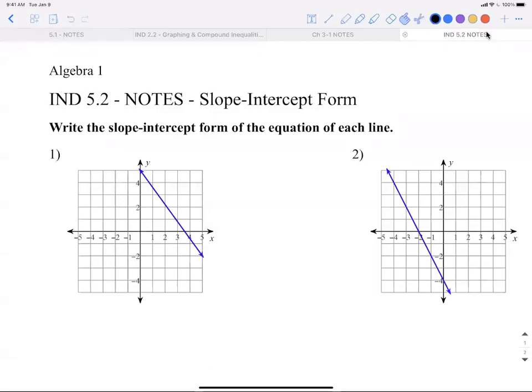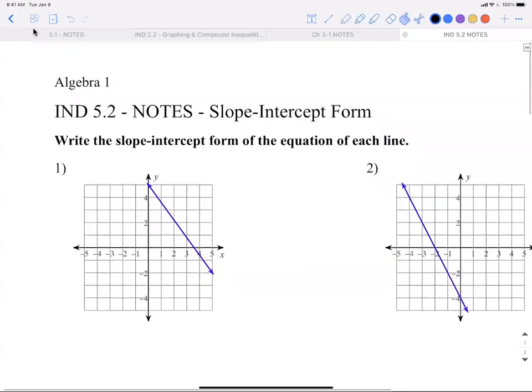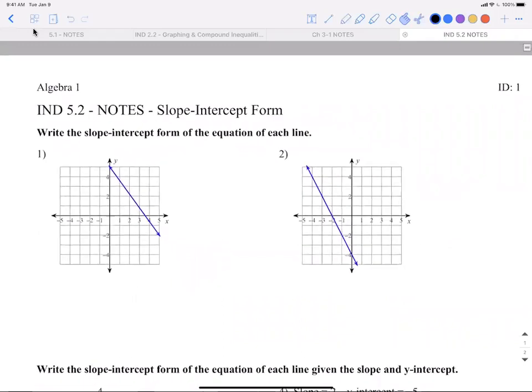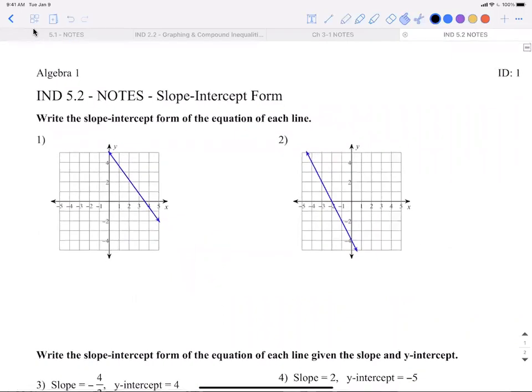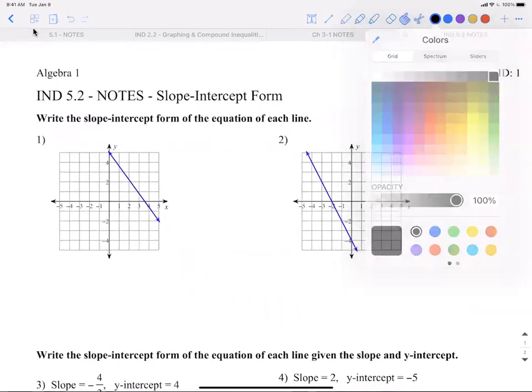All right, so indicator 5.2 is slope-intercept form, okay? And I think that this will be a review as far as the actual form itself. And then we'll do several things with it this week as we are in this indicator. So first of all, what is slope-intercept form?